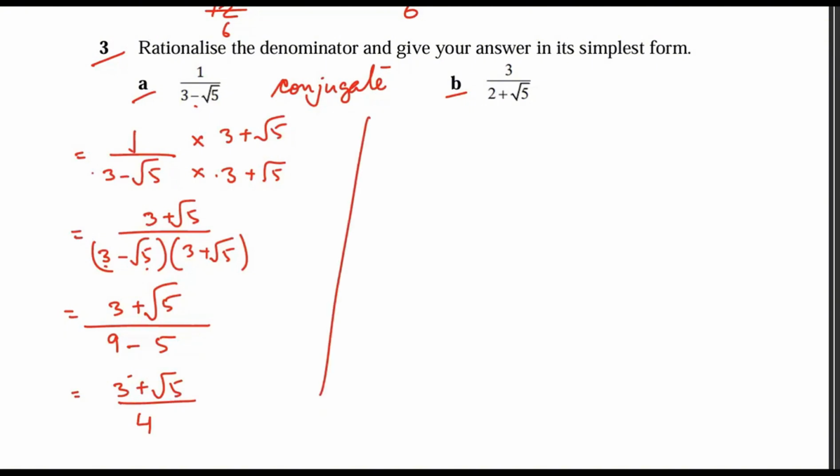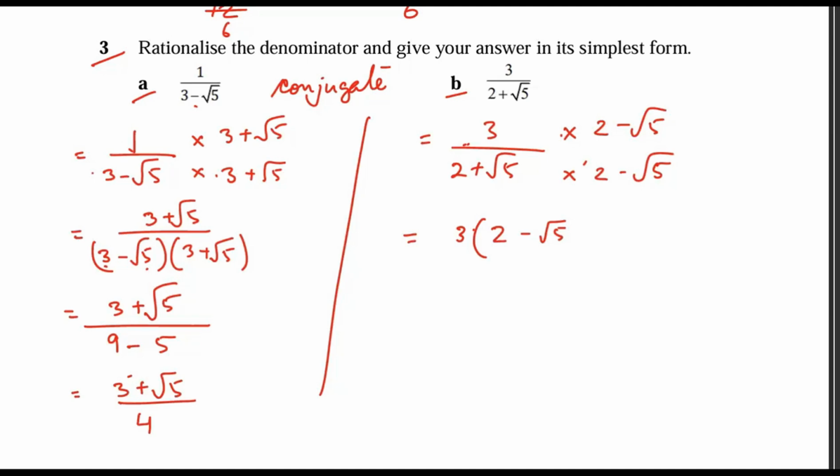Okay, let's look at question B. So that's going to be 3 over 2 plus root 5 times 2 minus root 5, and the denominator as well, 2 minus root 5. So what happens on the top part, we will have 3 times 2 minus root 5 over, now I'm going to do directly over here, unlike question A. 2 times 2 is 4, and minus root 5 times root 5 is 5.